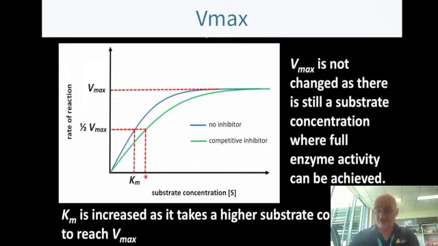We're going to slow the rates. The rate is going to increase at a lesser rate but reach the same maximum point. That means Km is increased. Km is further along on the x-axis. Competitive inhibition.